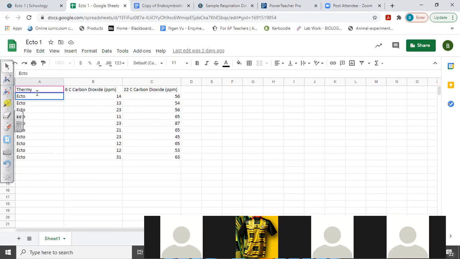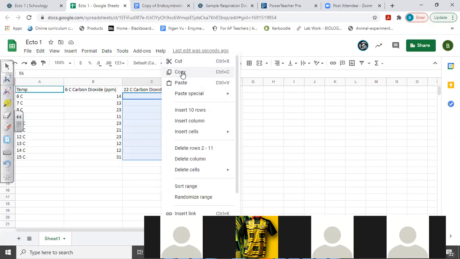So what I would do, instead of changing this to thermi, I would just make this temperature, and I'd make this 6 degrees Celsius, change that all the way down here. Oh, it changed it to 15, but I would change all these to 6. I would make all these 6 degrees and all of these 22 degrees, and then I would take this data and I would copy it and paste it here.